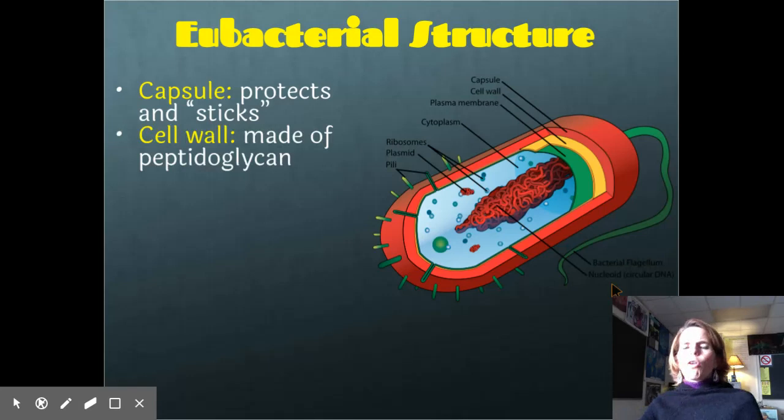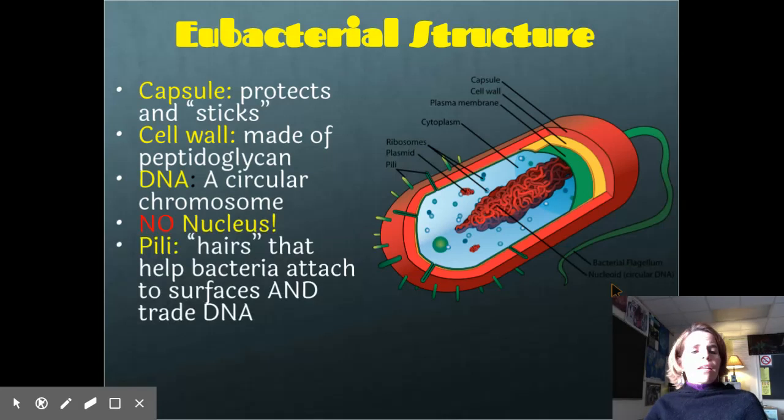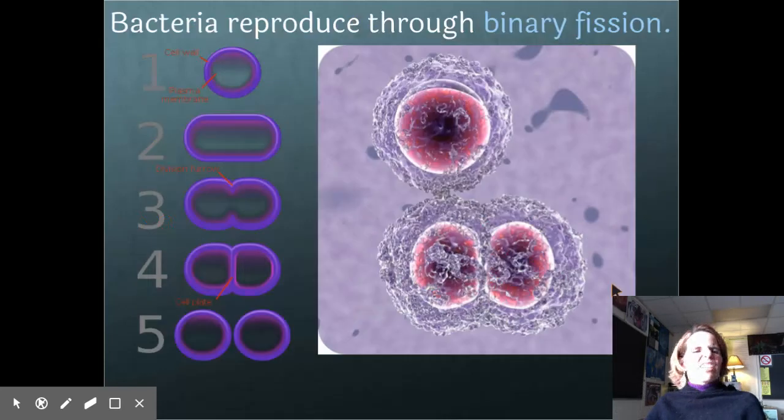They have a cell wall. It is a different cell wall than plant cells. Their cell wall is made of a giant macromolecule called peptidoglycan. The cell wall of plants is called cellulose. They have DNA, but no nucleus. And then they have little pili that are hair-like structures that help bacteria attach to surfaces, and they help the bacteria to trade DNA. The pili are actually hollow, and DNA can travel through the pili to another bacteria, and we'll talk about that a little bit more later.